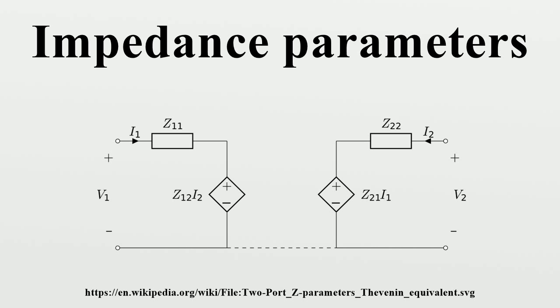Relation to Y parameters. Conversion from Y parameters to Z parameters is much simpler, as the Z parameter matrix is just the inverse of the Y parameter matrix. For a two-port, where the delta is the determinant of the Y parameter matrix.